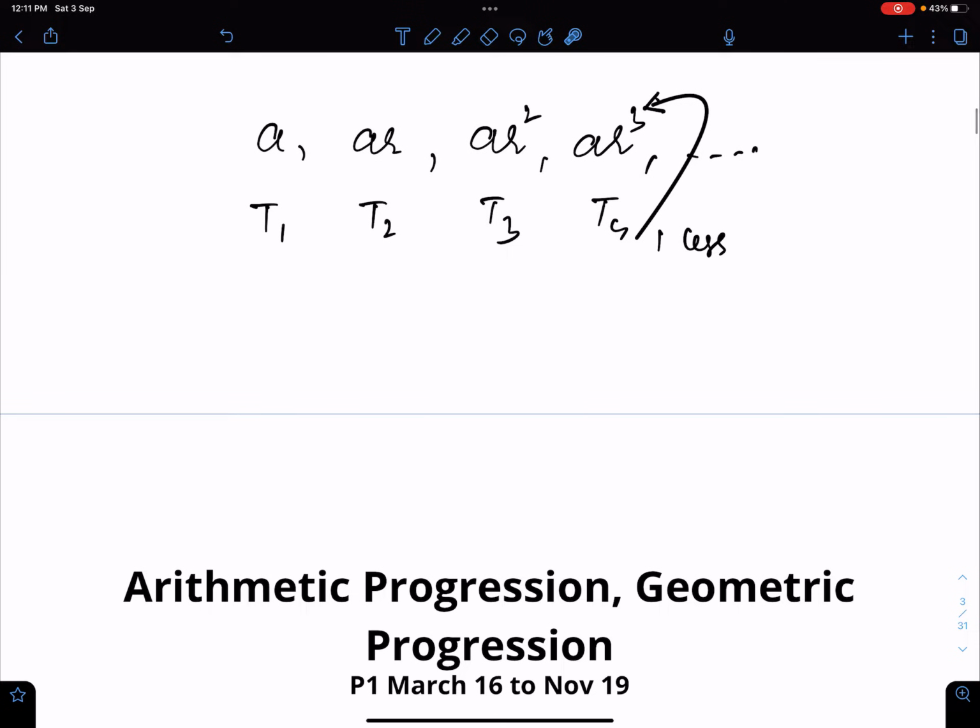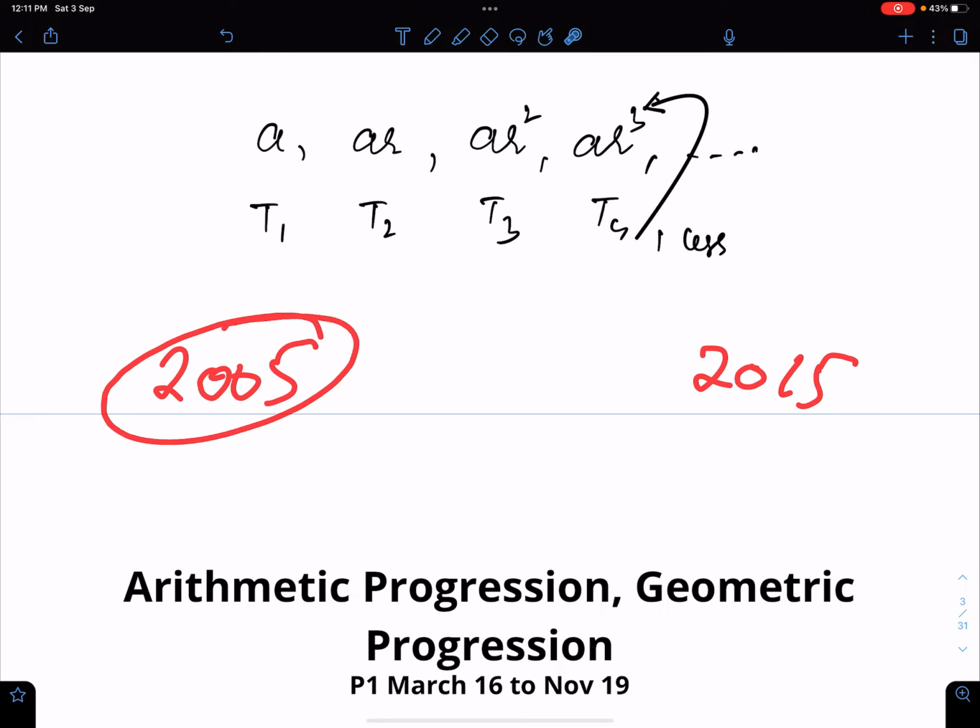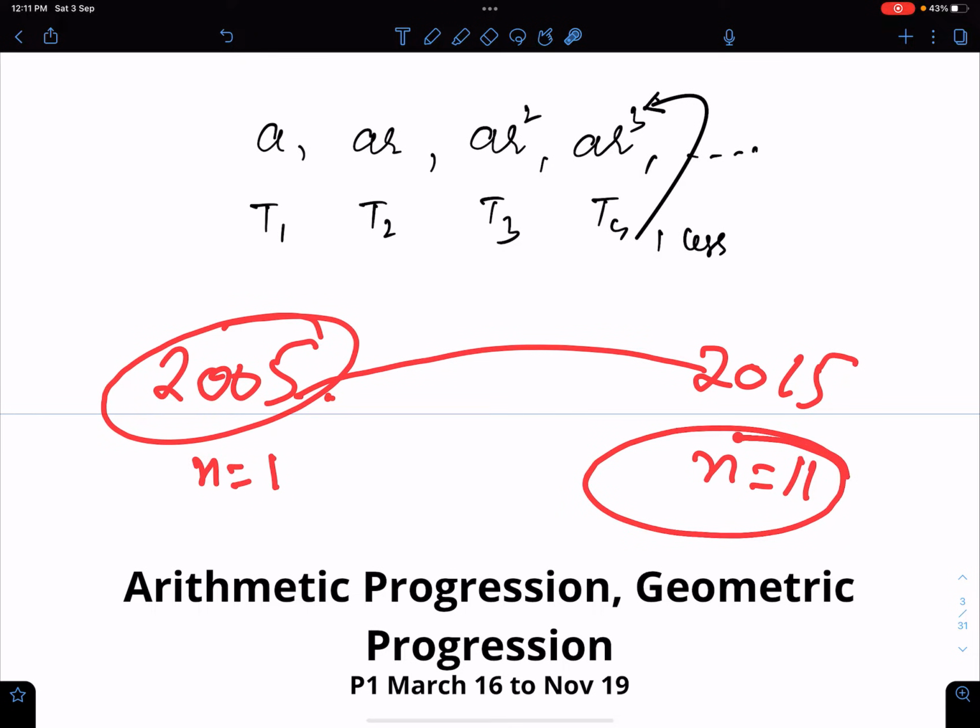Well, time is inclusive in both AP and GP. For example, if the first year is 2005 and the last year is 2015, then for this n is 1 and for this n is 11. Because if you count on your fingertips from 5 to 15, it should be 5, 6, 7, 8, 9, 10, 11, 12, 13, 14, 15, 11 years. So years or months or days, both in AP and GP are inclusive.